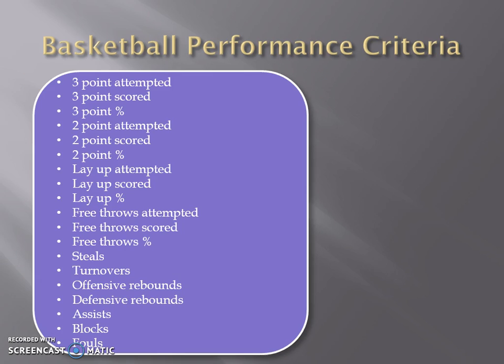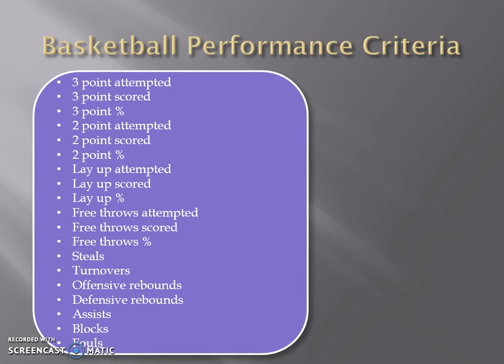So, the basketball performance criteria. This is all you need to do in basketball games. All the criteria you need to do. You can't really do anything else pretty much. So performance criteria in sport is basically what skills and techniques are involved in the sport. For example, you could have free kicks and penalties in football, but in our case we're doing basketball.